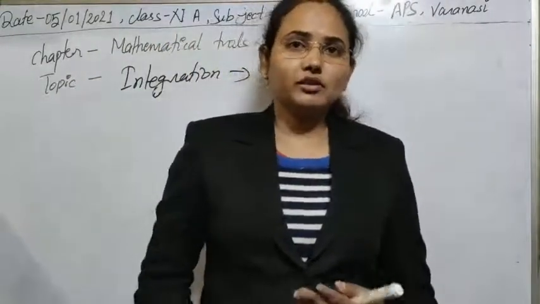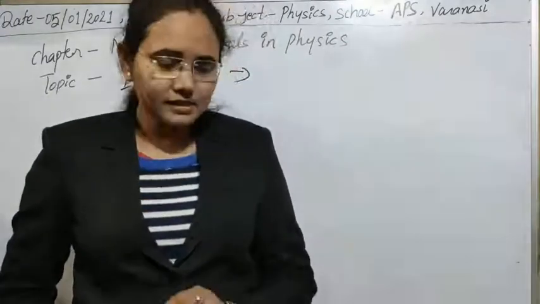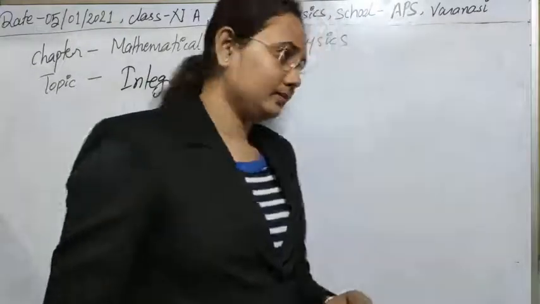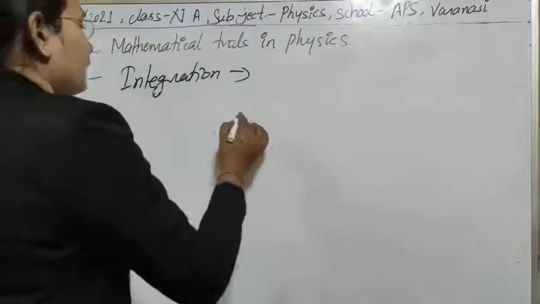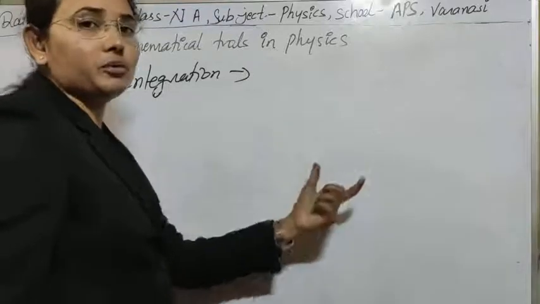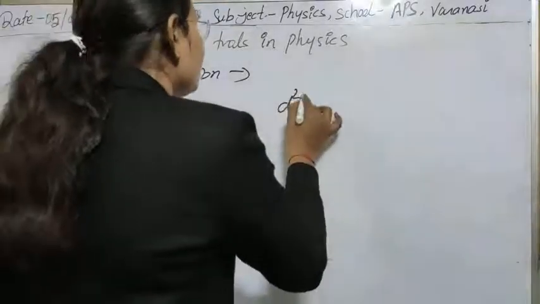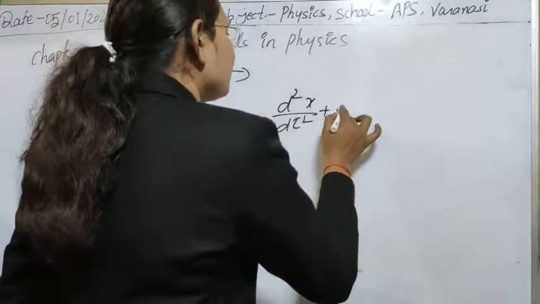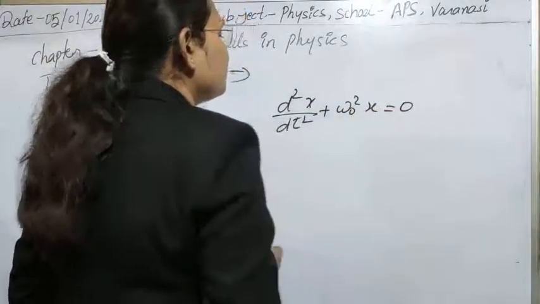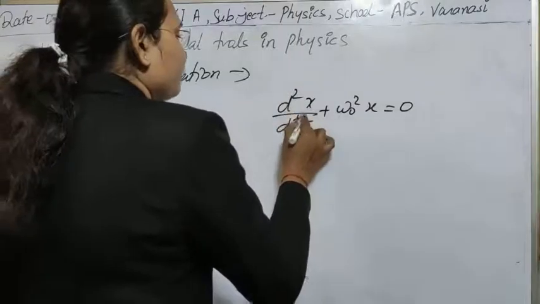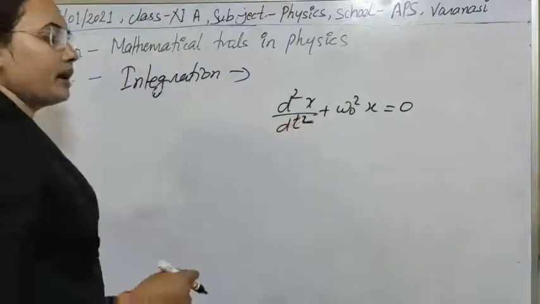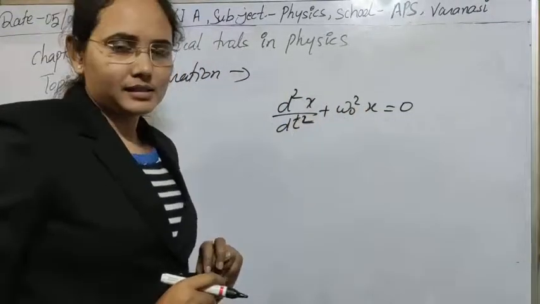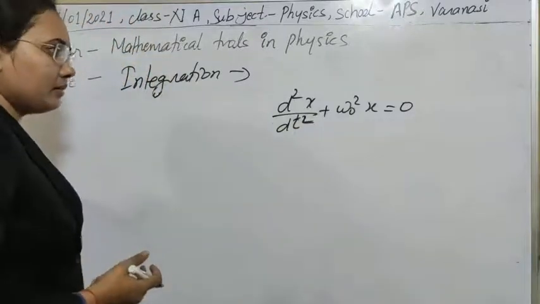Now suppose I was talking about a differential equation. For that differential equation, how can you solve it? Like the differential equation we took for simple harmonic motion in the previous class. So that was d2x upon dt2 plus omega 0 square x is equal to 0. In this formula, how can you find out the value of x?